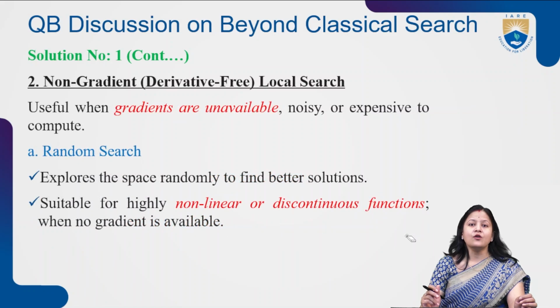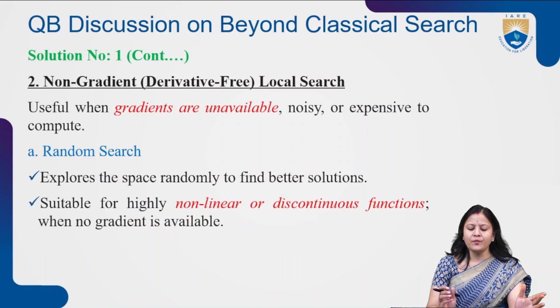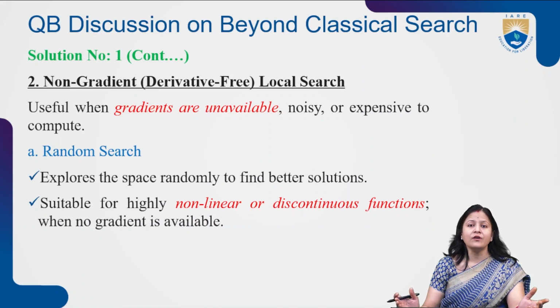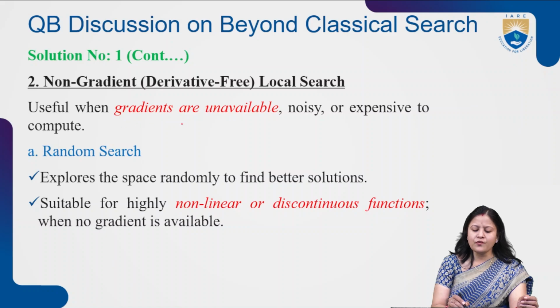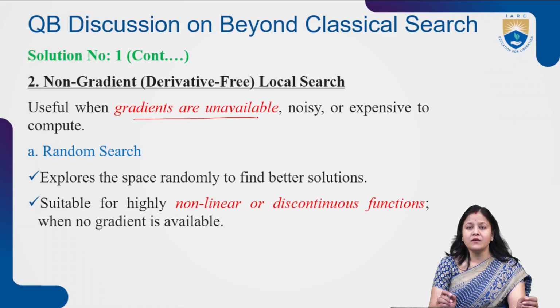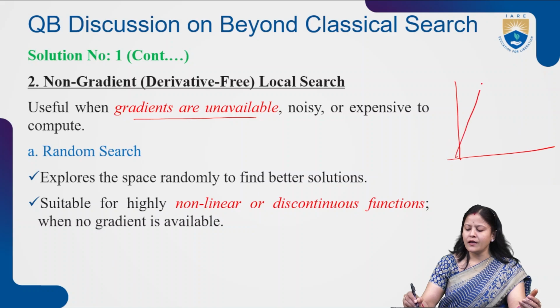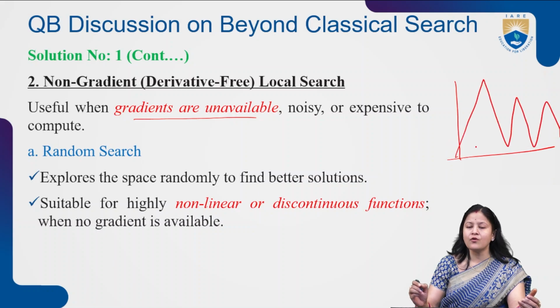The next method is non-gradient local search. Non-gradient means no slope, derivative free, which means the objective function is not differentiable. So it is useful when gradients are unavailable, noisy or expensive to compute. That means gradients, meaning slope, will not be available. If I draw this diagram, like a peak point, then it comes down, so slopes are not there. And even if I find the slope, it would not be differentiable. It would be very expensive to find the differentiation of the objective function.